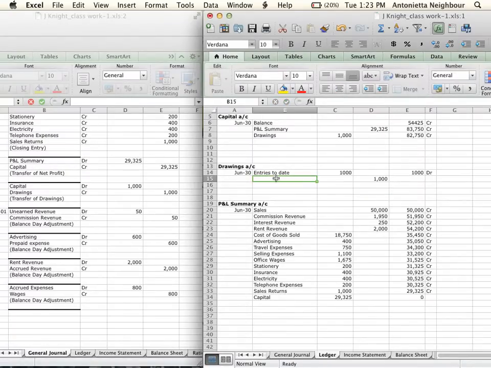What was debited? Capital. That now has a 0 balance in it, in drawings. Because we want to transfer drawings out of capital, so it should have nothing in it.